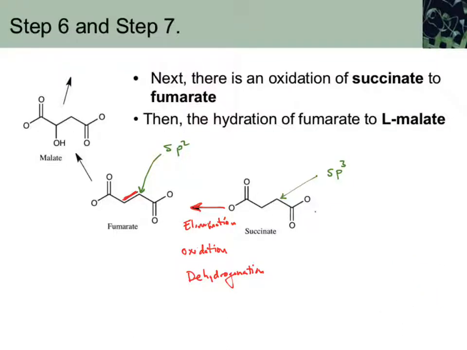Sorry. Elimination, oxidation reaction, which means what do we need? We need a redox mediator. So we're looking at our NAD plus or FAD. Okay. Fumarate to malate, what did we do? What changed? We go from fumarate to malate.